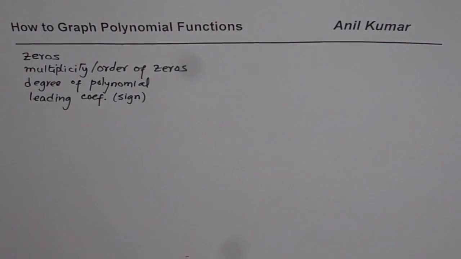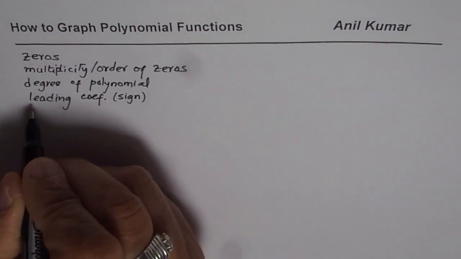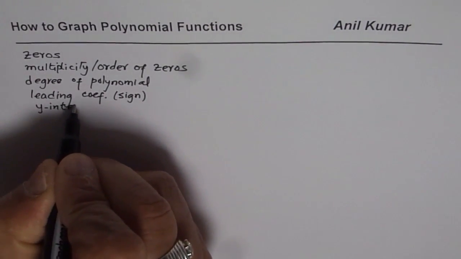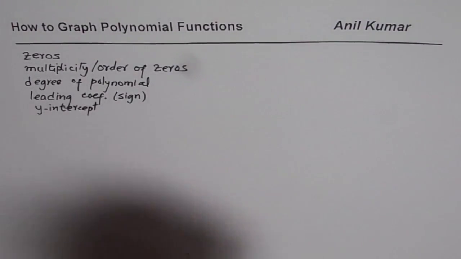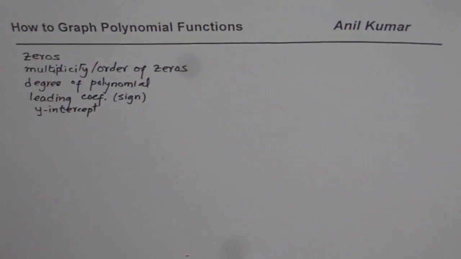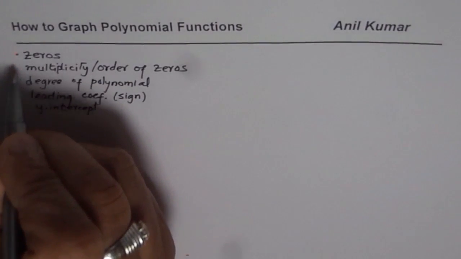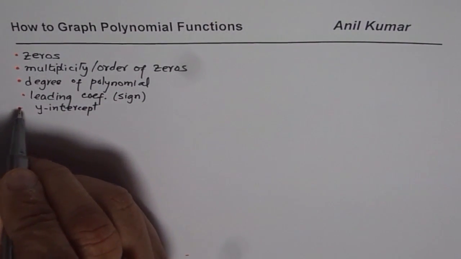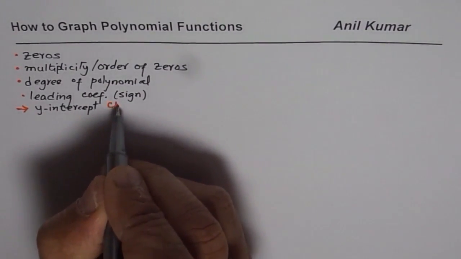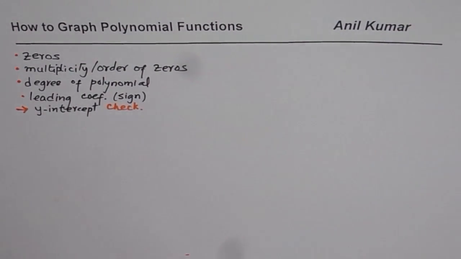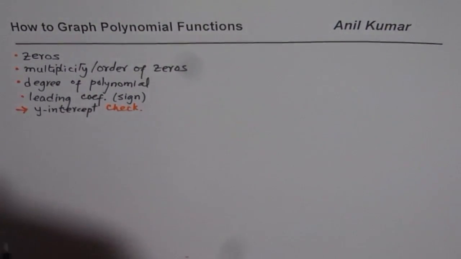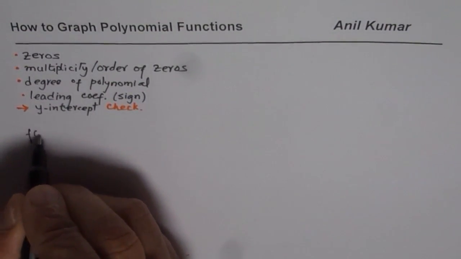And to check whether we have the right graph or not, we may go for the y-intercept. So the y-intercept is more of a checkpoint for us rather than a necessity, right? So we definitely need to know all these four things, and that is kind of a check for us. Let us see what each term indicates and how to use this information to sketch a graph. So I'll begin by taking a very simple example.